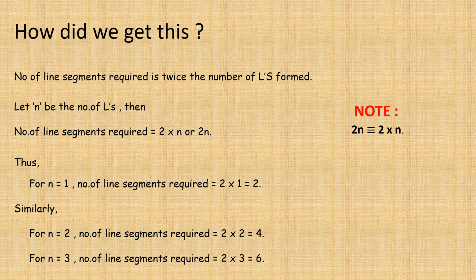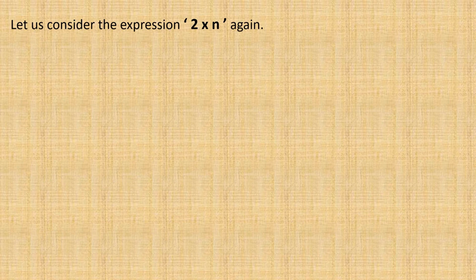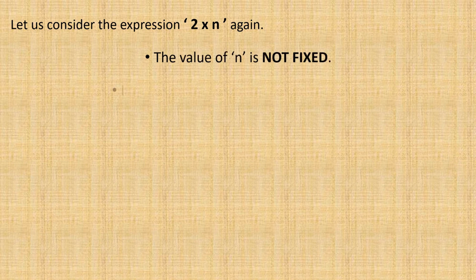Here n can take any natural number 1, 2, 3, 4, etc. These numbers agree with those from the above table. Using this rule, we can say how many line segments are required to form even 100 L's. We do not need to draw the pattern or make a table once the rule is known. From the above expression, it is clear that the value of n is not fixed. It can take any value.